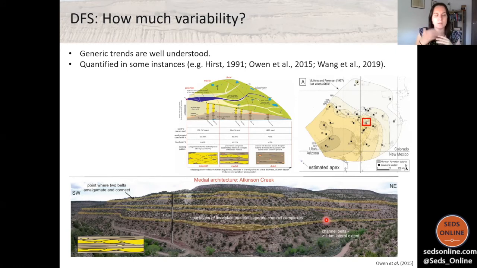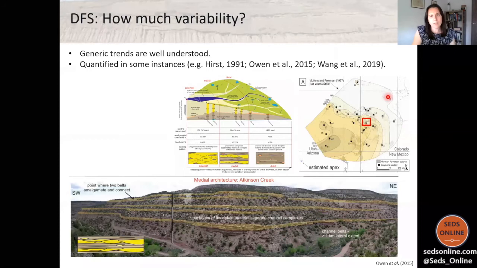So what were the thicknesses of the channel bodies? I then later did this for the Salt Wash fluvial system, and I've got an example of that work just up here. And then Wang et al. is another really great example, from work on the Green River Formation as well.